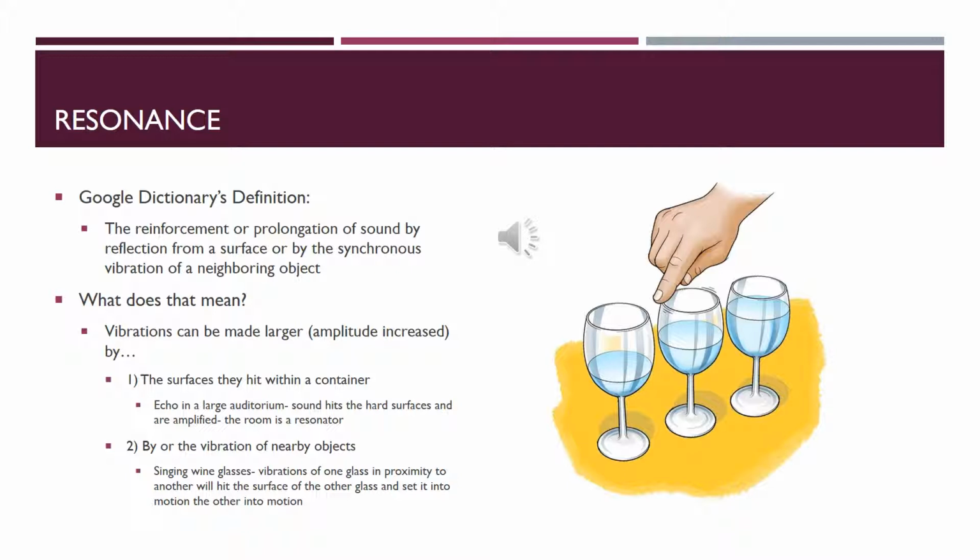So for that first example, we can think about the echo in a large auditorium. The sounds are hitting the hard surfaces and they're amplified, so that room is a resonator. We can also see this with singing wine glasses. This is something I've never been able to master, but I've seen other people do it. You can rub your finger along the top of a wine glass, and that sets the glass into a vibrating motion. Those vibrations are going to hit the surface of glasses in close proximity and set them into motion.